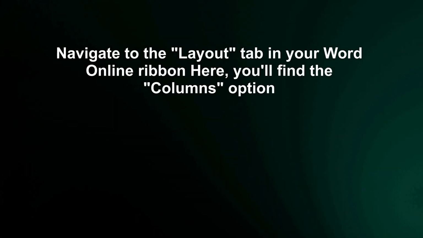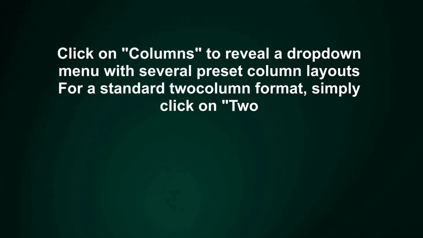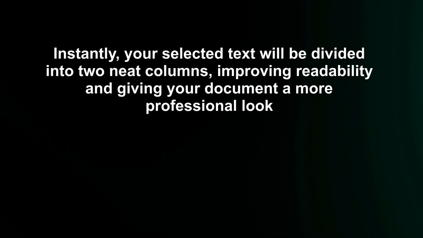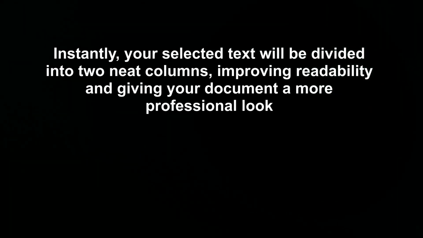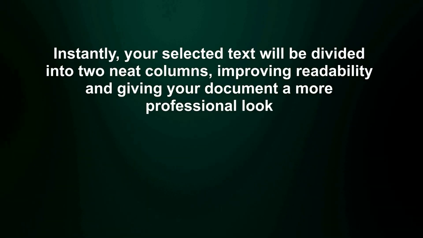Navigate to the Layout tab in your Word Online ribbon here. You'll find the Columns option. Click on Columns to reveal a drop-down menu with several preset column layouts. For a standard 2-column format, simply click on 2. Instantly, your selected text will be divided into 2 neat columns, improving readability and giving your document a more professional look.